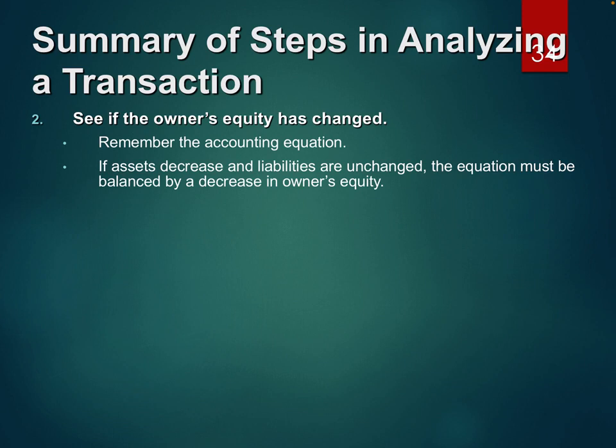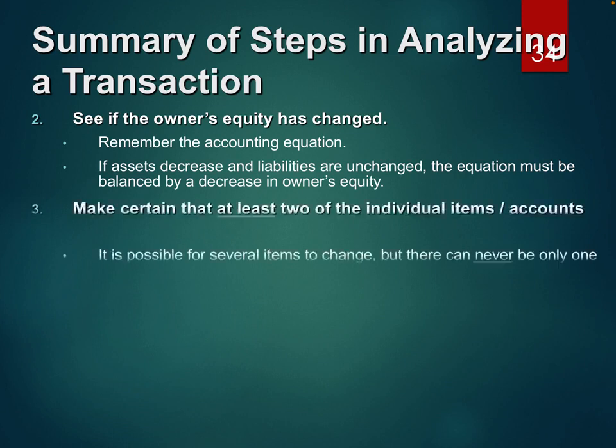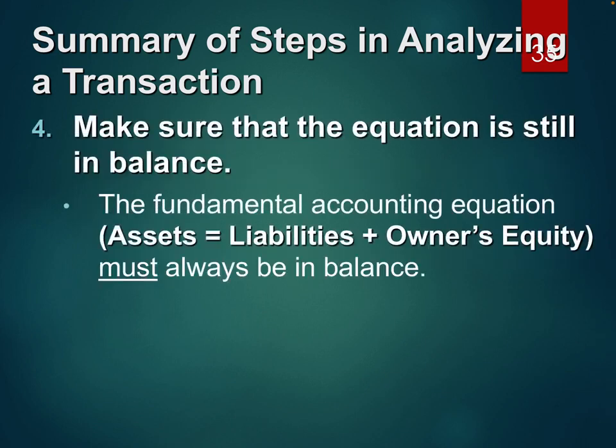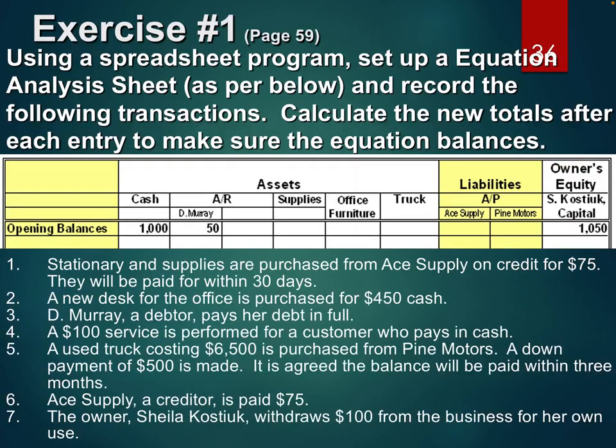And we went through the 4 different ways owner's equity would be affected. Make certain you at least have 2 of the individual item accounts changed, but there's no maximum on it. Make sure the equation is always in balance. Do this, otherwise you can make a mistake early on and not catch it till the end, till you do your new balance. So just make sure with every transaction it balances.